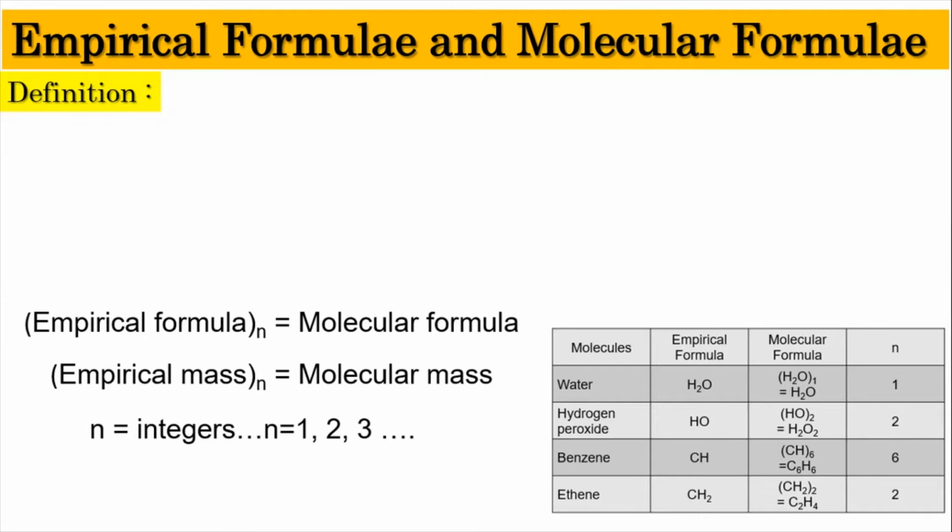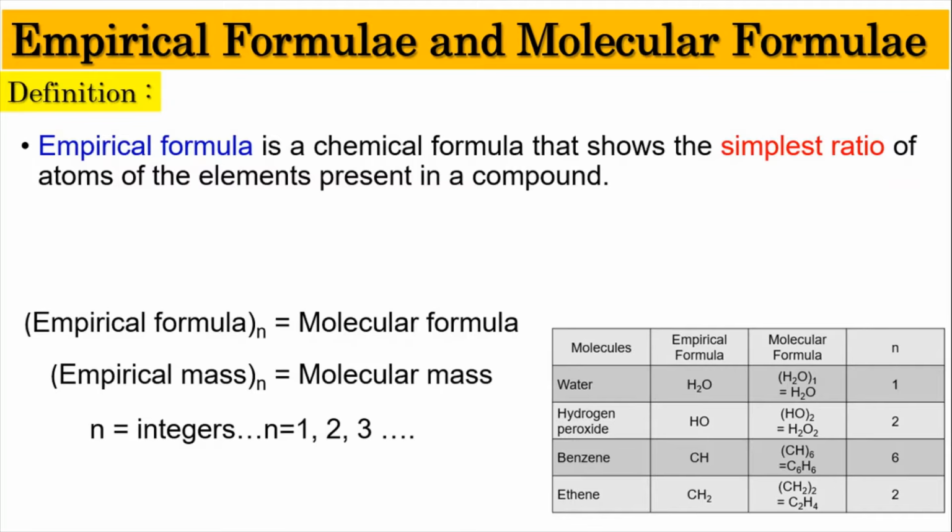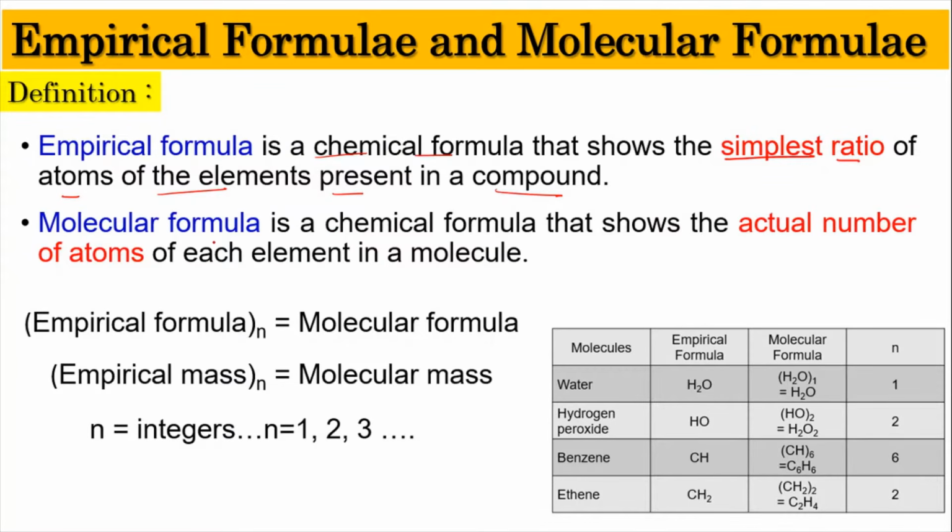So, empirical formula and molecular formulae. The definition of empirical formula is that it is a chemical formula that shows the simplest ratio of atoms of the element present in a compound. Meanwhile, the molecular formula is a chemical formula that shows the actual number of atoms of each element in a molecule. The best way to understand that is to look at the table here.